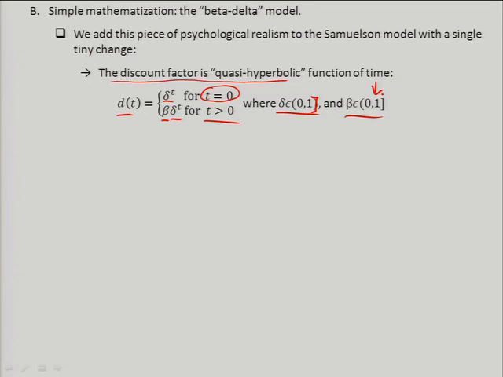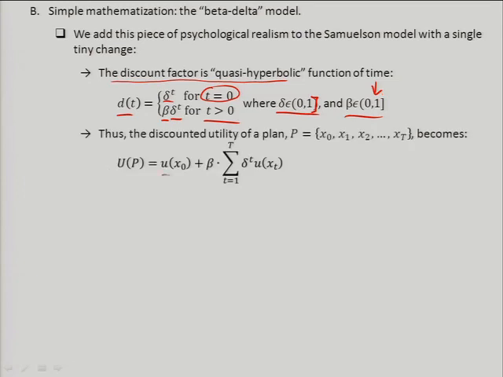So the discounted utility of a plan becomes this thing. So you don't discount, as before, you don't discount the present, then you discount everything in the future by beta, and then you additionally discount things further into the future in this exponential way of the standard model. So what that looks like is u of x0 plus beta delta u of x1 plus beta delta squared u of x2, etc. Okay? That's the model.